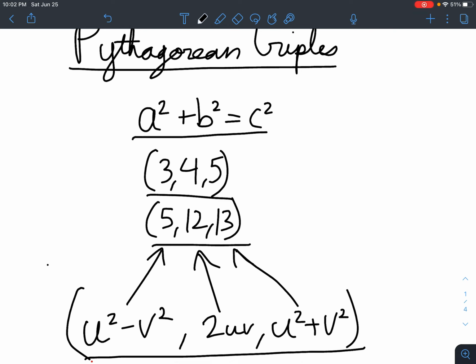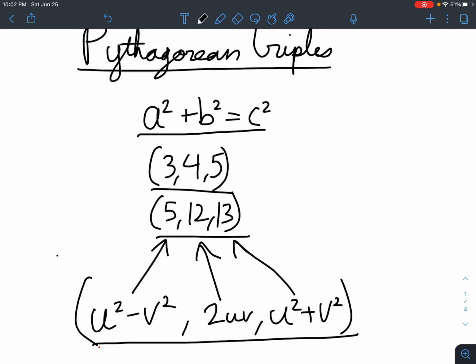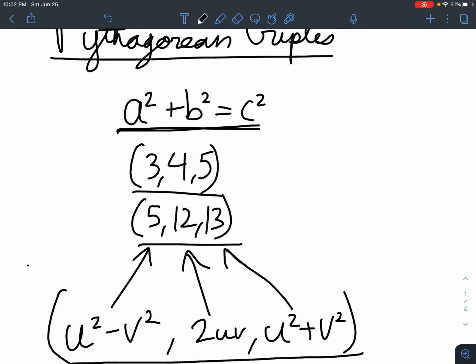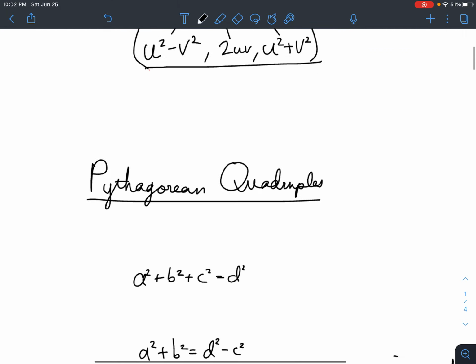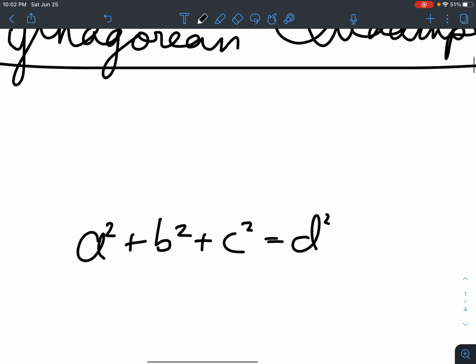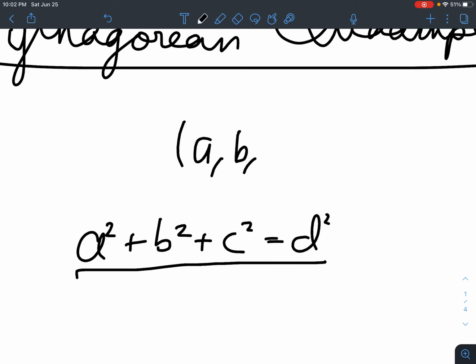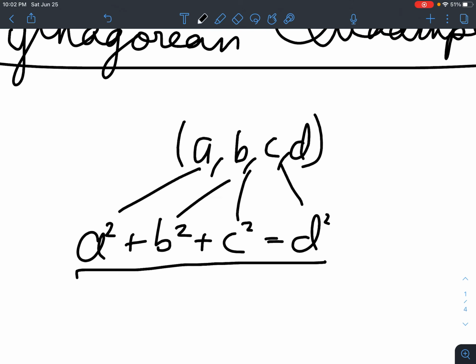I thought this was a really cool formula, and I wanted to see if I could extend it to 3 dimensions. In 3 dimensions, you use the formula a squared plus b squared plus c squared equals d squared. And the goal is to make a formula that can generate 4 numbers, a, b, c, d, that satisfy the equation.